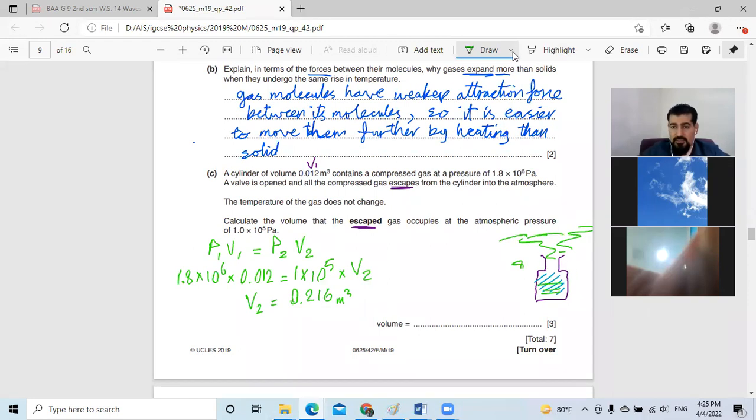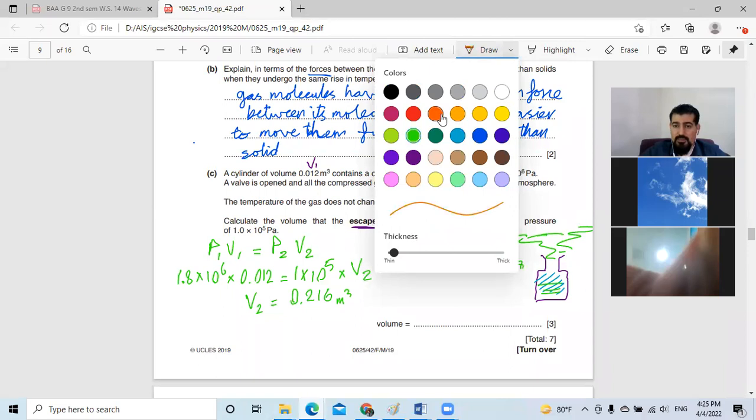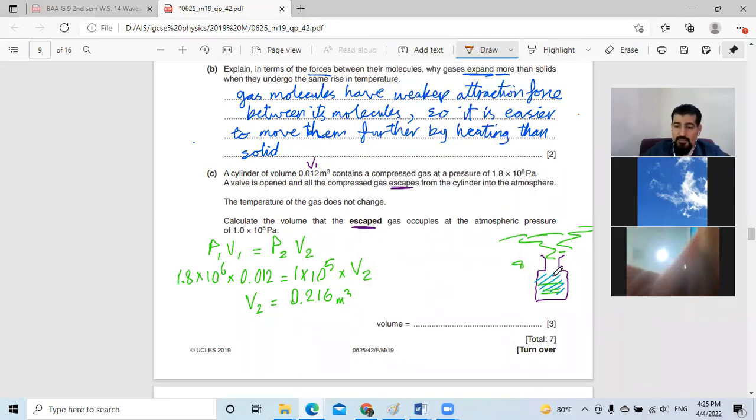That means the volume of the whole gas in the cylinder and outside the cylinder. They didn't ask how much the final volume is, they ask how much leaves. That means there's some amount of volume that remains, which is 0.012, and some of them leave. So the difference in volume is 0.216 minus 0.012. So that means the volume which is escaped is approximately how much?